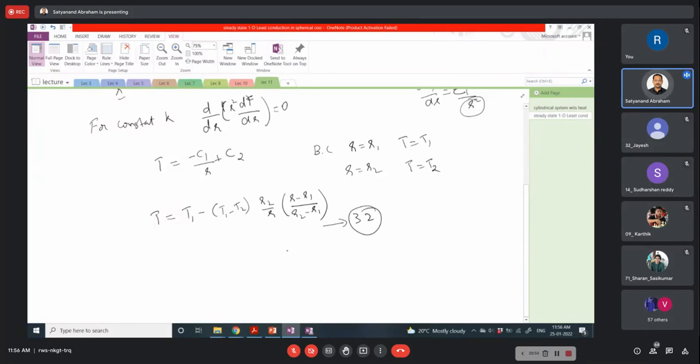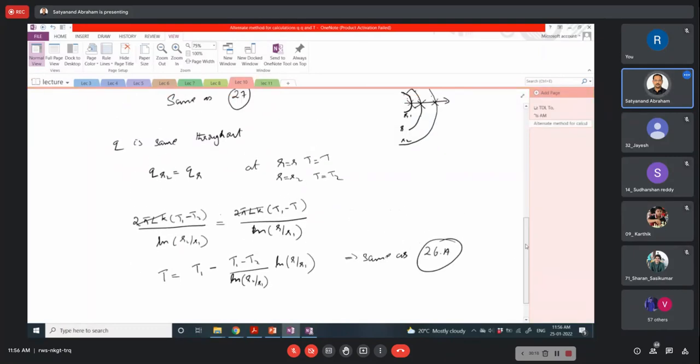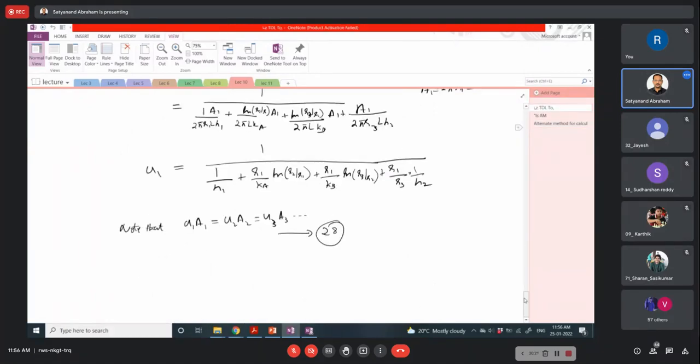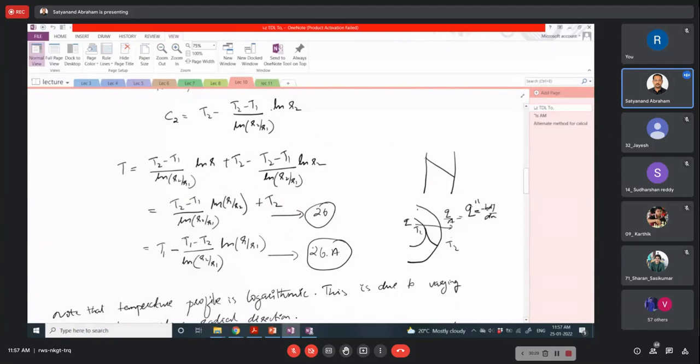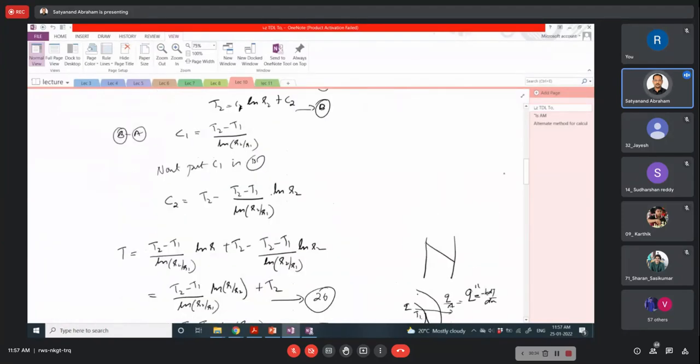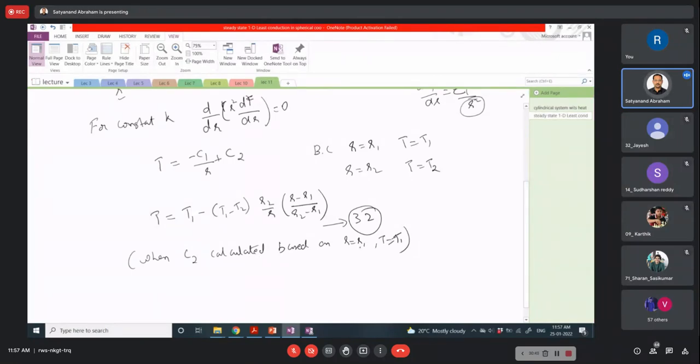Okay. So basically, this is calculated. So when C2 is calculated based on R is equal to R1 and T is equal to T1. So if you remember for the cylinder, we got two equations for temperature, 6A and 6B. Putting C1 back into A, or putting C2 back into B, we are getting two equations. So that's why I have written over here, C2 calculated based on R1. If you're calculating C2 based on R2, then you are going to get T2 plus R1 by R, et cetera. A little bit difference, but the profile, everything is going to be the same.